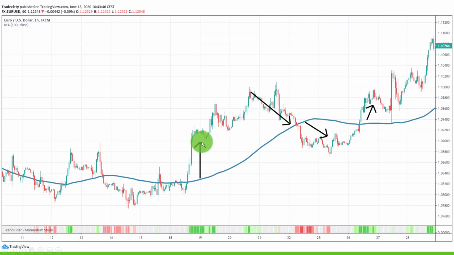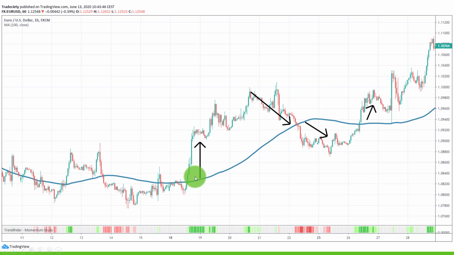So what I do is I look for situations like in here, where the price action is very overextended. It's very far away from the moving average. It also hasn't been back to the moving average in a long time. That can help as an additional filter.